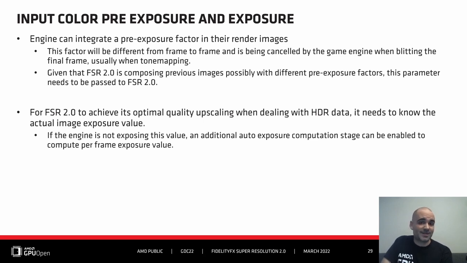The exposure value itself is a per frame input too, and FSR2 uses that value to correctly align images to some common middle gray value. Internally, this helps FSR2 to uniformly process images with different exposures. If the engine is not providing this input, an optional auto exposure stage can be enabled. Either this explicit value or the auto exposure stage needs to be enabled for FSR2 to achieve its optimal quality.